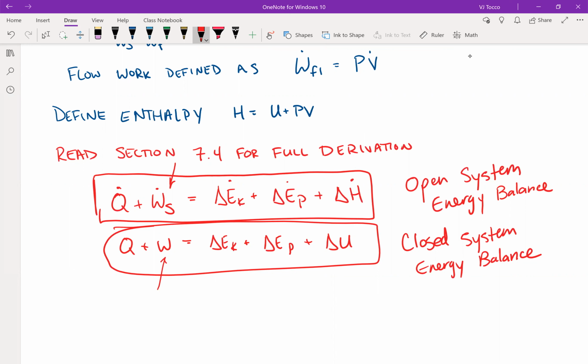The other difference is that in the closed system energy balance, I have a delta U, which is internal energy. And in the open system energy balance, I have an H, which is enthalpy. Once again, enthalpy is defined as U plus PV. And effectively what's happening in the derivation that I did not show, but I encourage you to read, is that internal energy U is being combined with the flow work PV to make it into enthalpy.